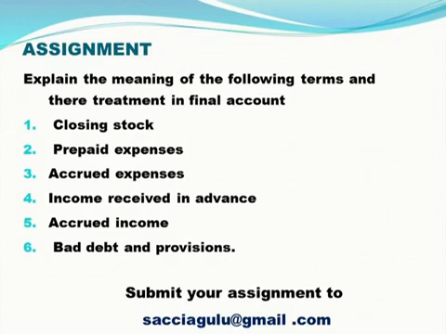Assignments. Explain the meaning of the following terms and their treatment in the final account. Number 1, closing stock. Number 2, prepaid expenses. Number 3, accrued expenses. Number 4, income received in advance. Number 5, accrued income. Number 6, bad debts and provisions. These assignments should be submitted to the school address listed below.